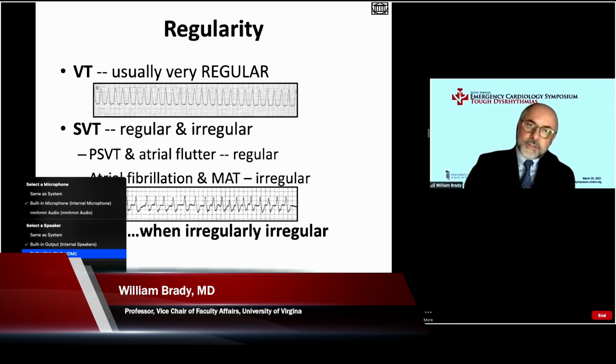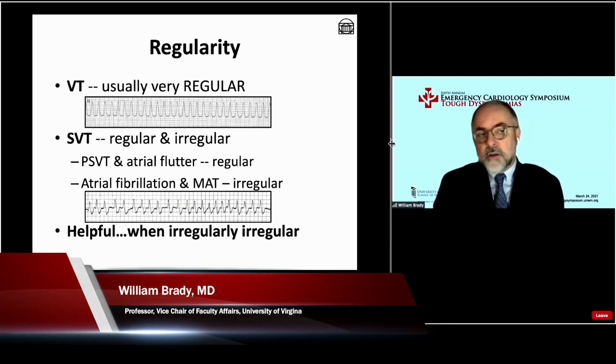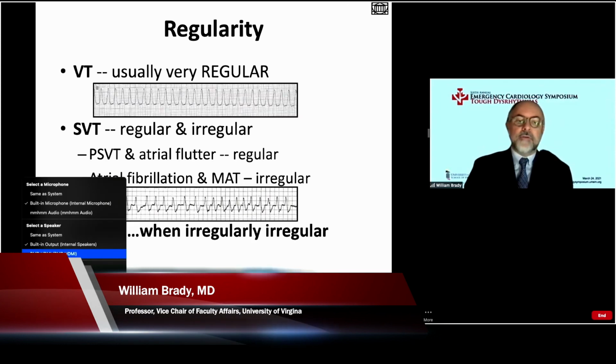Regularity, most of the time, is also not helpful. Now, VT is usually very regular, particularly monomorphic VT, which is what we usually see in clinical practice. SVT with aberrant conduction is also regular, but there are a couple of important irregular varieties, namely atrial fibrillation and multifocal atrial tachycardia.